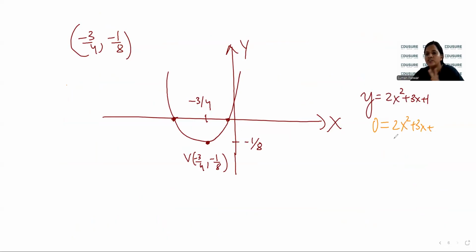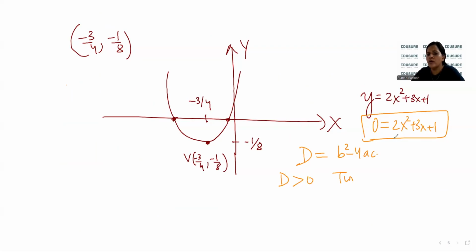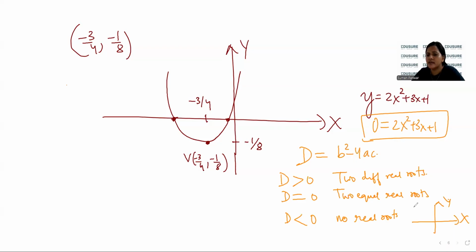So how do you know that it has two different roots? So we calculate the discriminant, which is b square minus 4ac. If discriminant is greater than 0, we have two different real roots. If D is equal to 0, we have two equal real roots. And if D is less than 0, we will have no real roots. So when I say no real roots, that means my parabola will not cross the x-axis. That means my parabola will be something like this. It will be above the x-axis, something like this, okay?